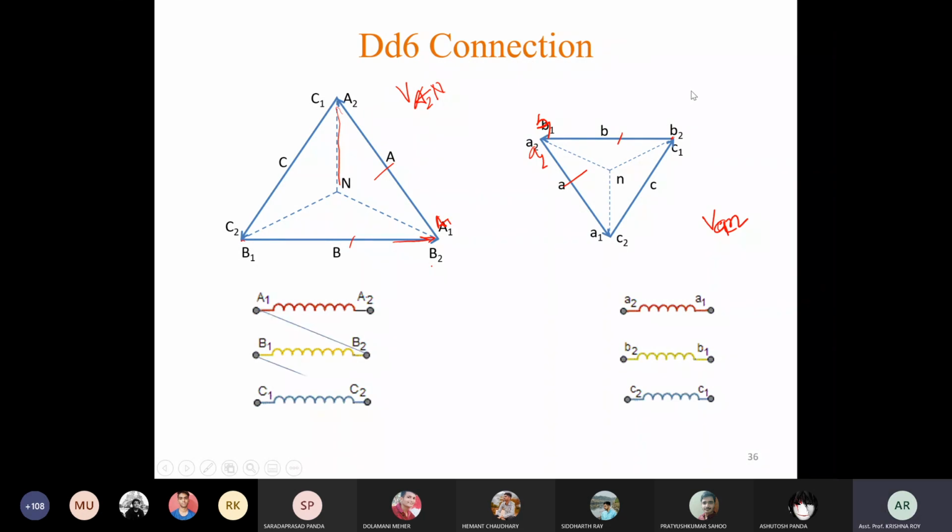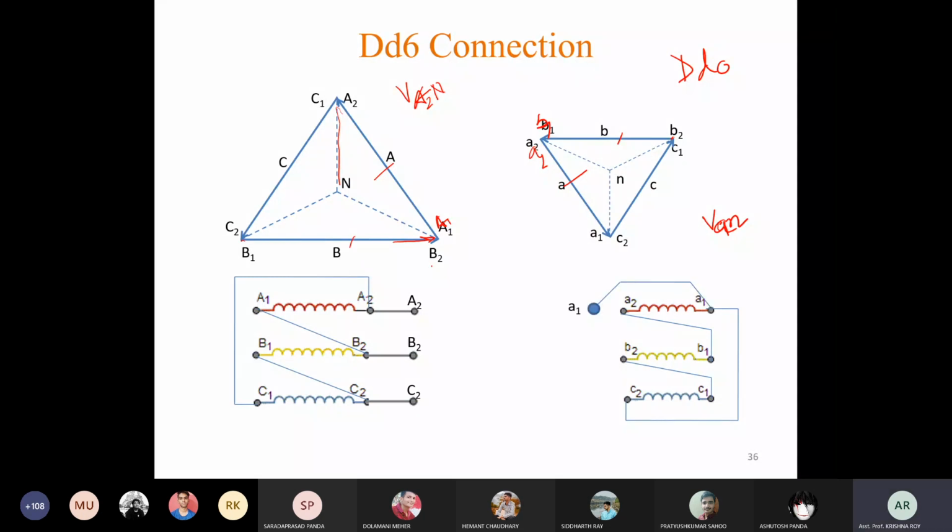So the high voltage side remains the same. For the low voltage side, compare this connection with the previous one, DD0: A2B1, B2C1, C2A1, and the outputs are the 1 terminals. So A1, B1, C1.